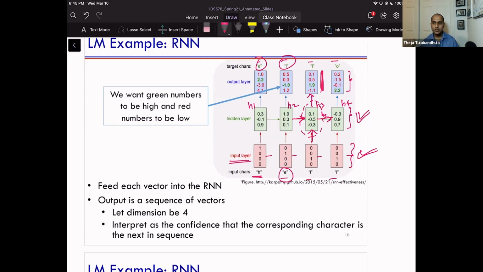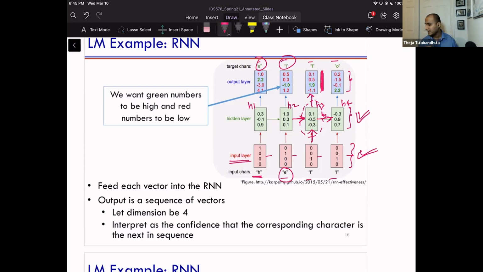These numbers are supposed to be the scores. Okay, so remember, the vanilla RNN is just doing tanh of some linear transformation. The output of a tanh nonlinearity produces numbers which are between 0 and 1. Sorry, between -1 and 1. But here, unfortunately, the numbers are not between -1 and 1.